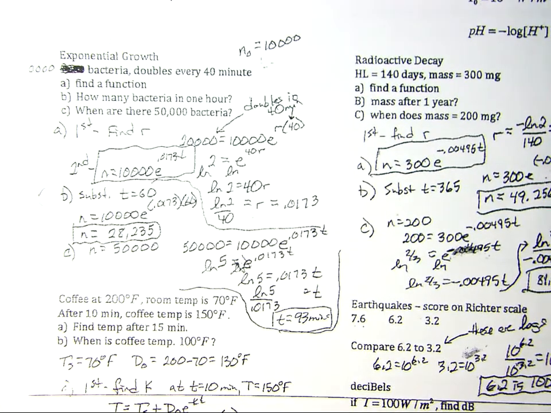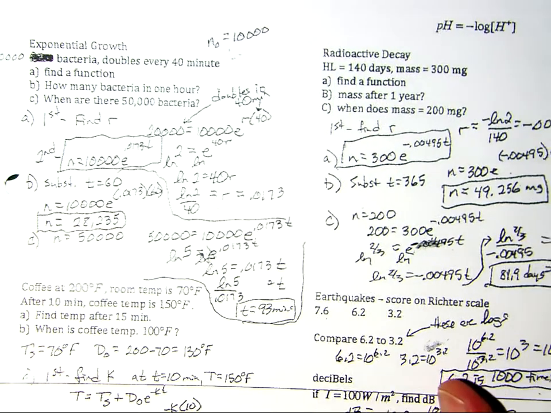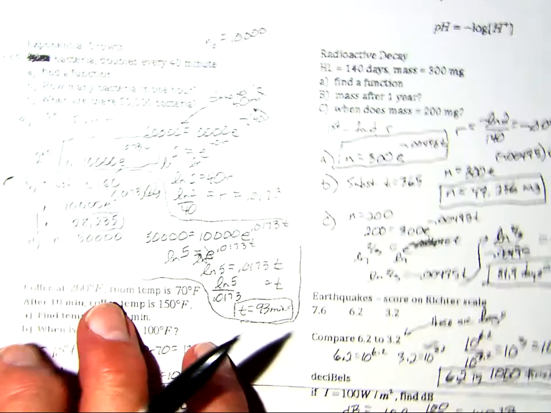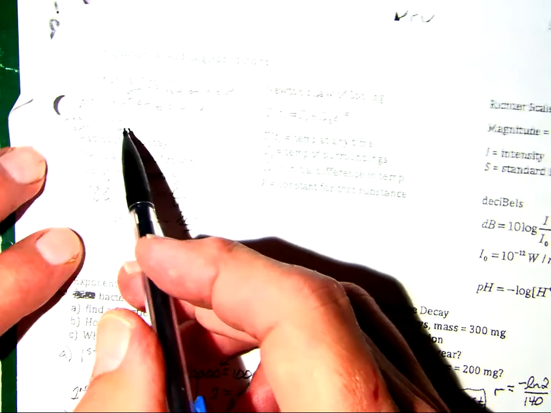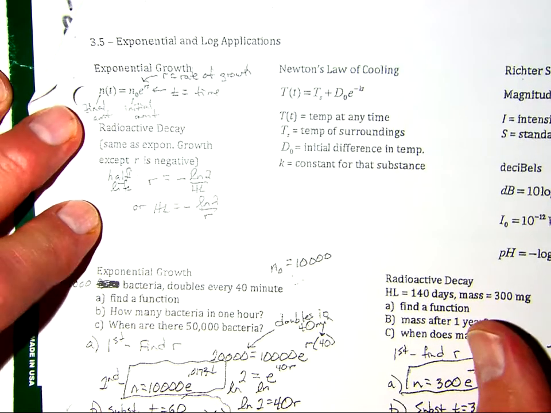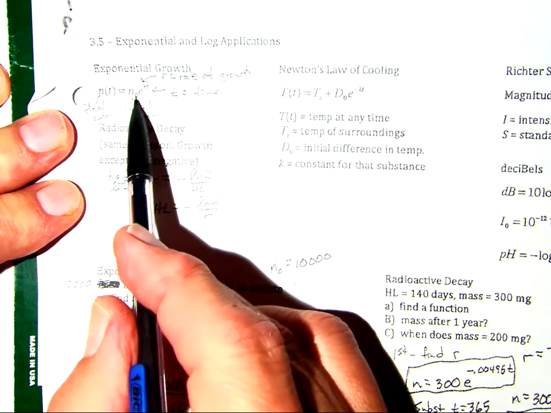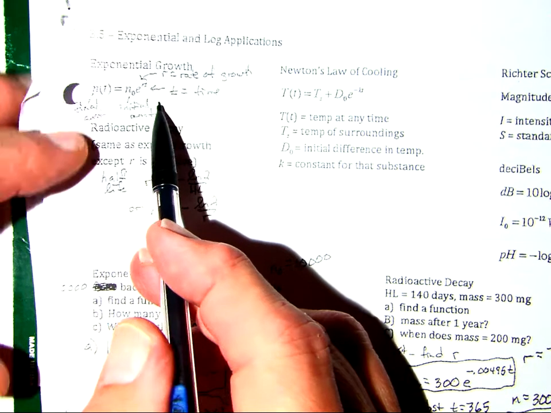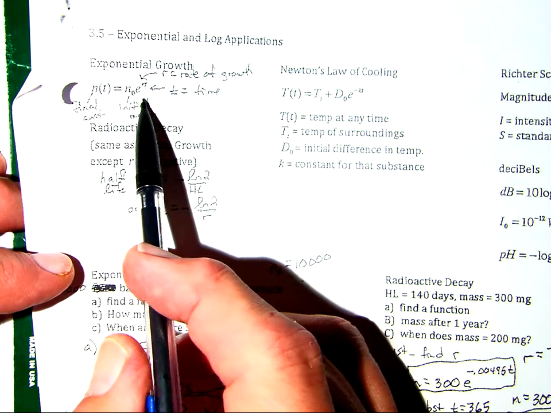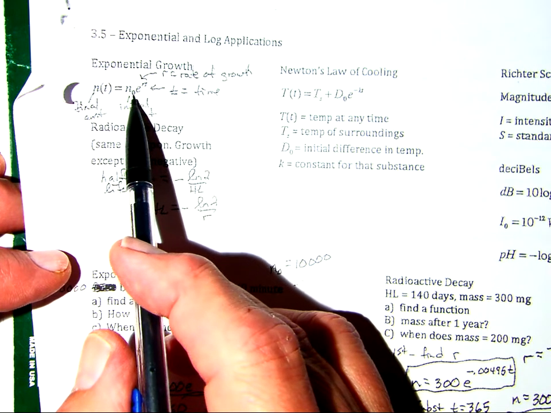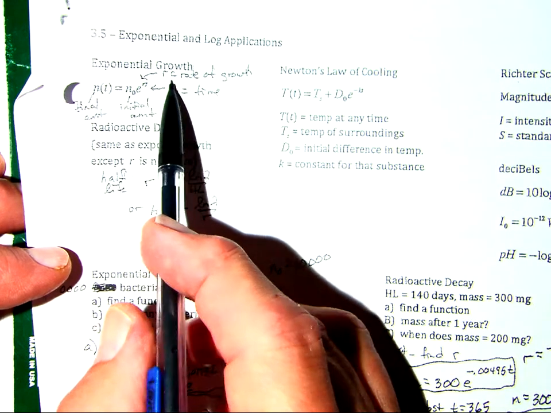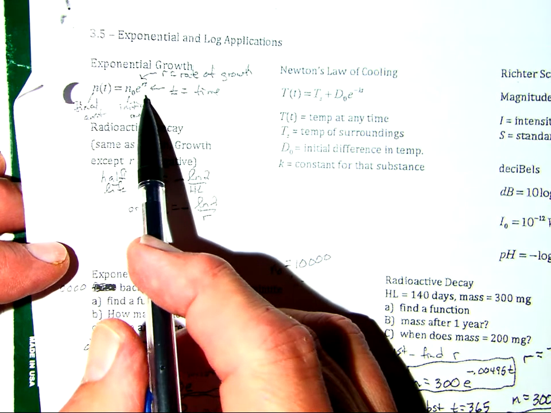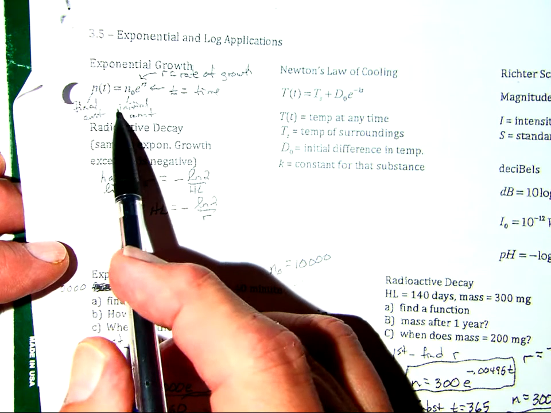3.5 is all application problems. There's a lot of different equations you're going to use, and the equations are at the top. Here's exponential growth. It's actually the same as the PERT equation, except the letters just change. So instead of P here, that's an N naught, that's your initial amount. R is your rate of growth. A lot of times you have to find R first on these. T is your time. Here, N is your final amount.